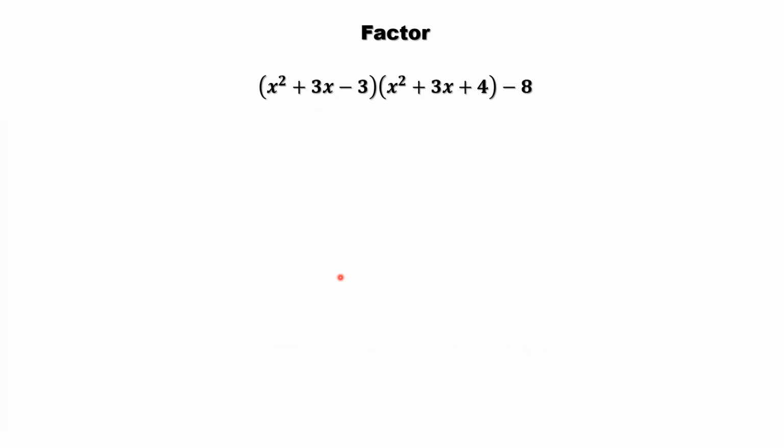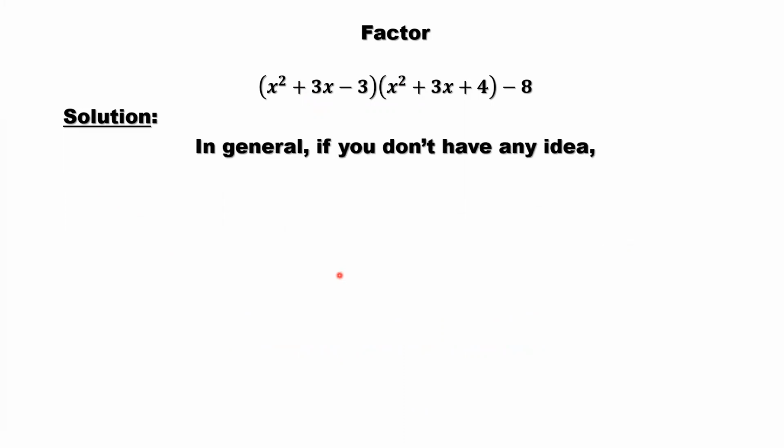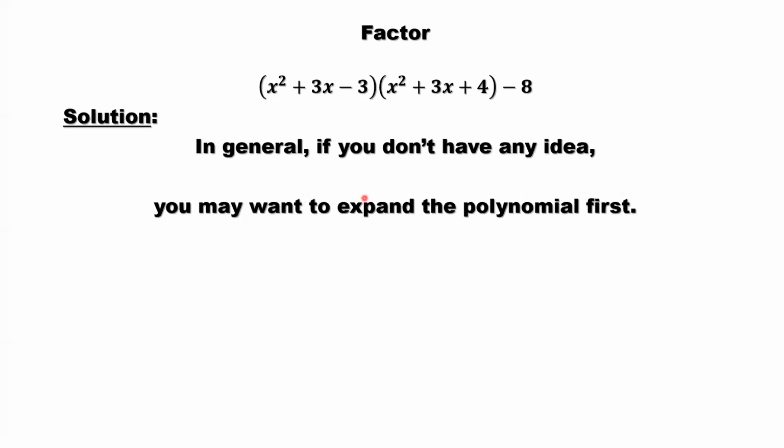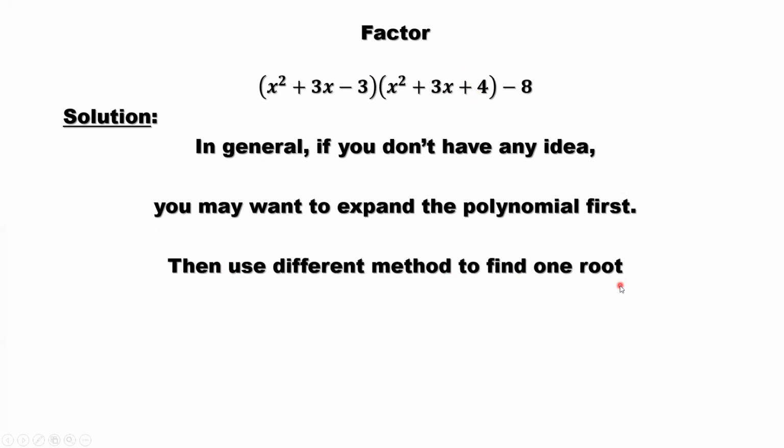If you have no idea, if you don't have any shortcut, in general, you may want to expand this polynomial first. Then use a different method to find one root. For example, you may use the relationship between all roots and the coefficients of the polynomial, the product, the sum, and find one root. Once you find one root, you can use long division or grouping to reduce the degree of the polynomial. When the degree is lowered, it is easier to continue to factor the remaining part.